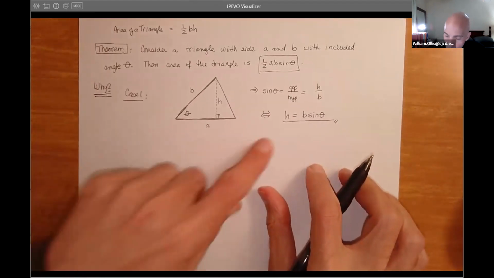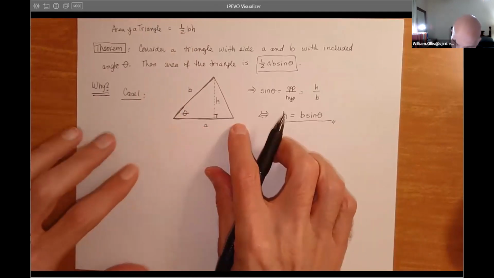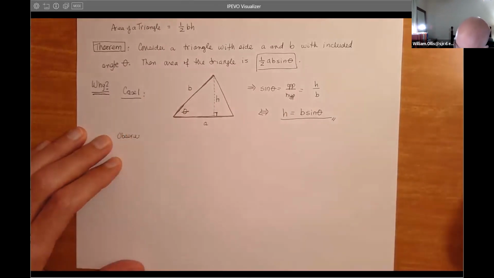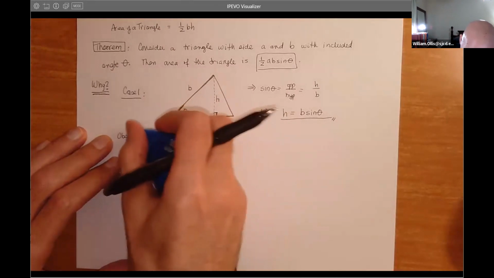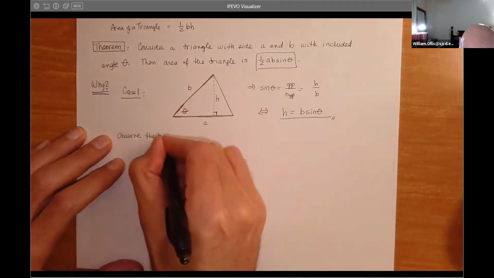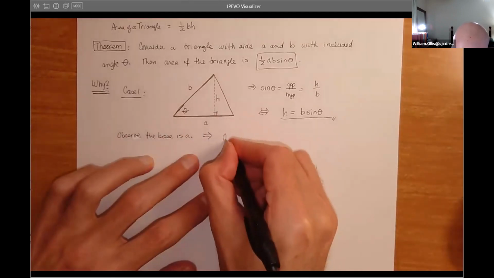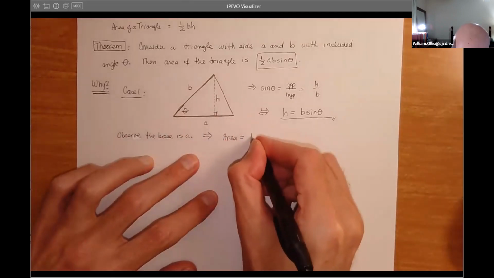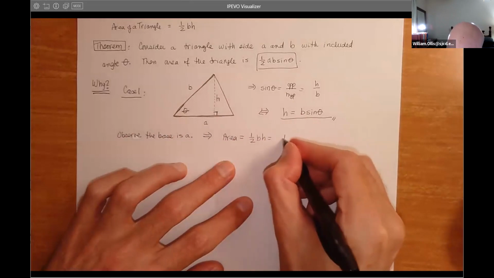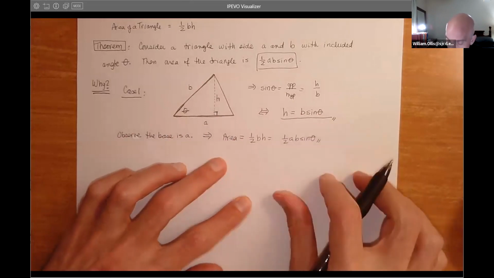So in order to finish, we just have to use this and we're done. Now, of course, the base is A, so we can just observe. And of course, we use the letter to denote the actual side and the length. Again, we're lazy. Observe, the base is A. So this implies area equals 1/2 base times height. And so, of course, we just fill it in: 1/2 A and then B sine theta. Now that's for the first case, for the acute triangle.